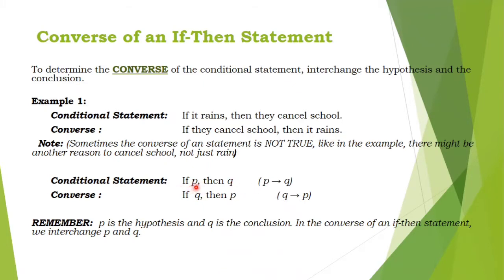So, the conditional statement is if P, then Q. Remember that P is the hypothesis, Q is the conclusion in your previous discussion with Ma'am Ismail, no? In symbol, we have P, then Q. The converse will be if Q, then P. So again, remember, P is the hypothesis and Q is the conclusion. So in the converse, we interchange P and Q. So that's it.